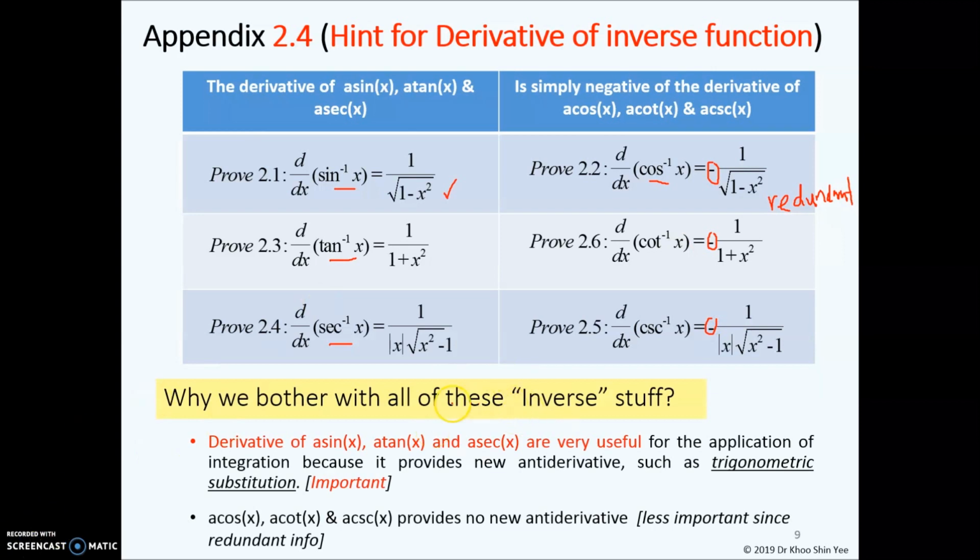Why do we care about all of these inverse stuff? So let's say you want to inverse something like this.